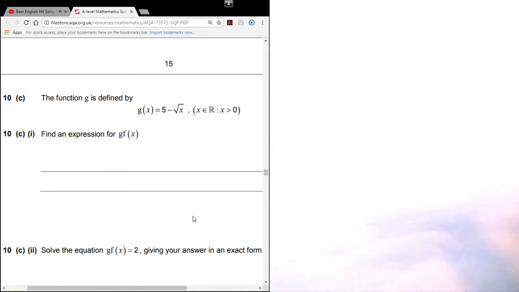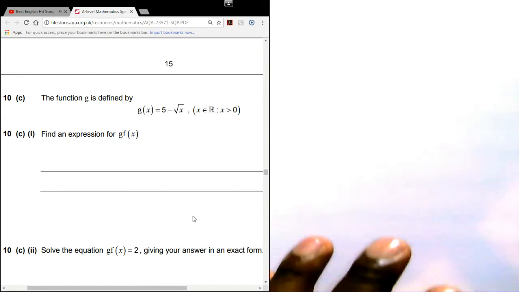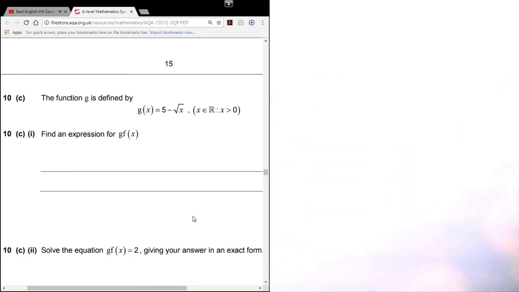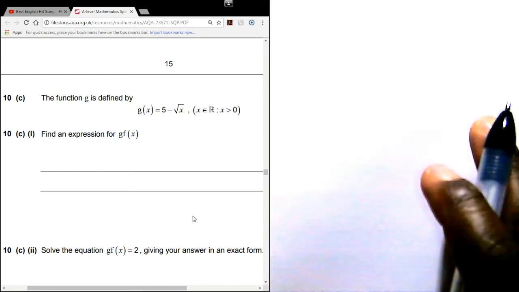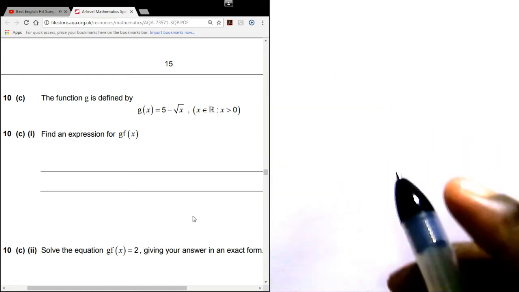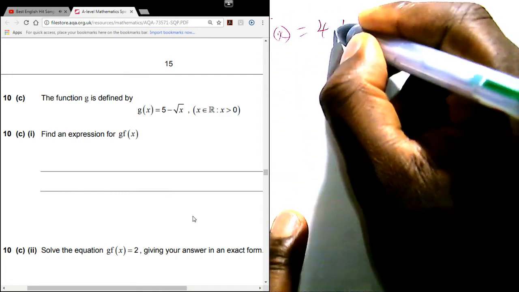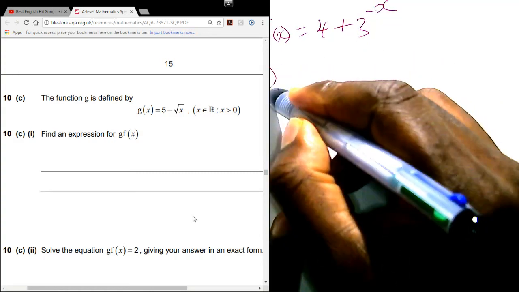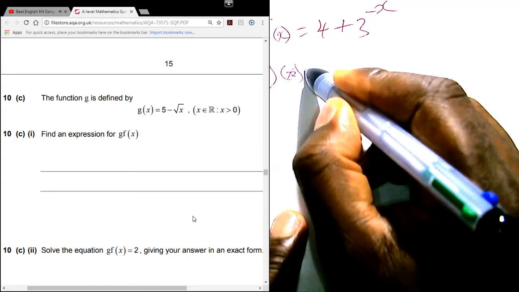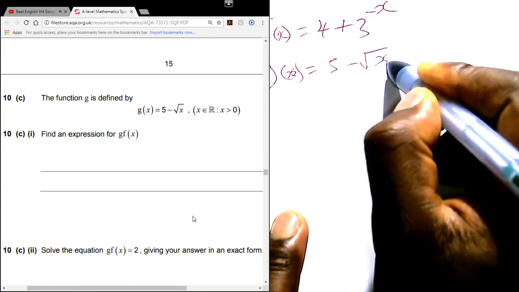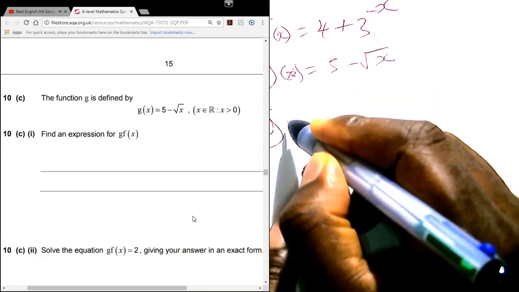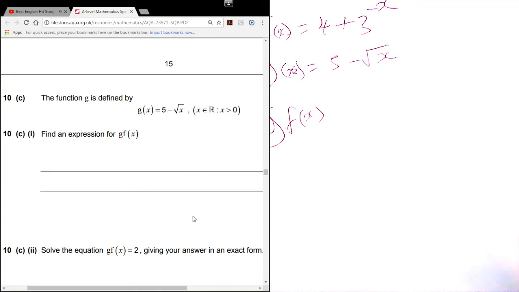10C seems to be taking the battle home. It says g of x equals 5 minus root x. Given that x is all real numbers such that x has to be positive, find an expression for gf of x. So we already know that f of x is 4 plus 3 to the negative x, and g of x now has been set to be 5 minus root x. We're told to find the expression for gf(x).